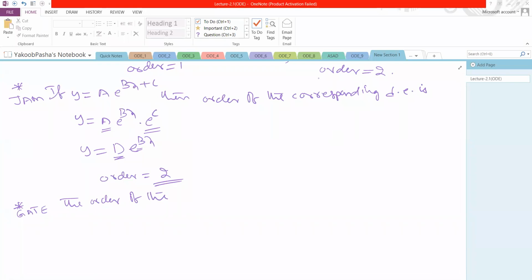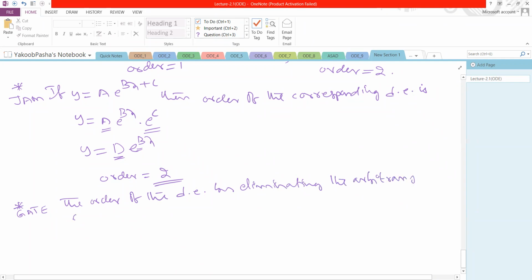Find the order of the differential equation by eliminating the arbitrary constants from the equation.